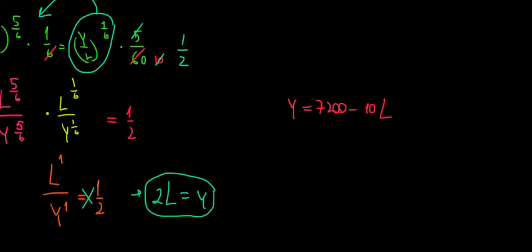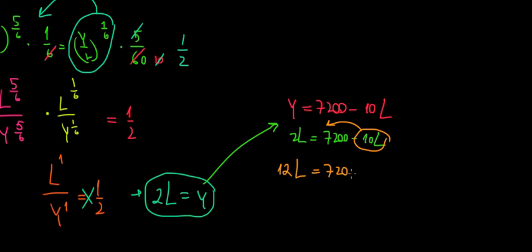Now, instead of y, if we write 2L, we're substituting over here, we would have 2L equals 7200 minus 10L. We're taking 10L to the other side, so we have 2L plus 10L, that's going to be equal to 12 times L equals 7200. Dividing both sides by 12, we will get that the optimal amount of leisure is going to equal 600. So leisure is going to be 600 hours. Hope this makes sense. In the next video, we go to part D.